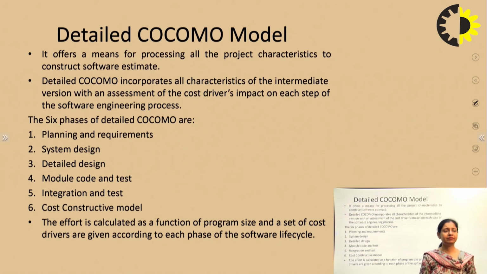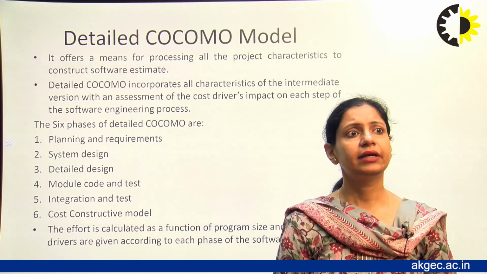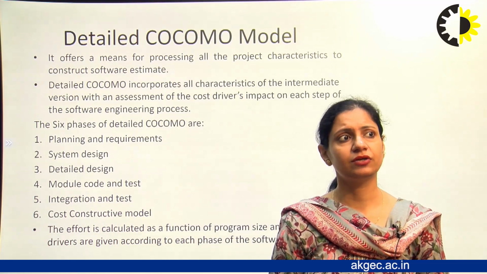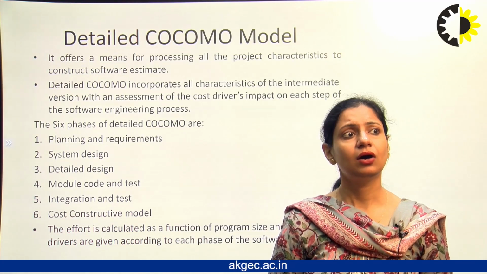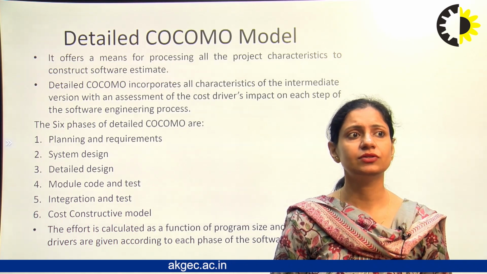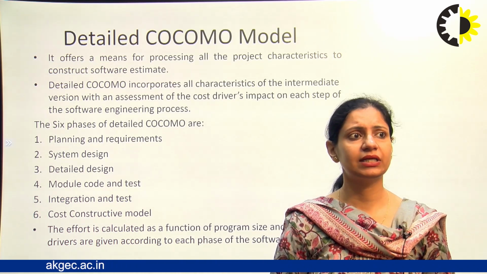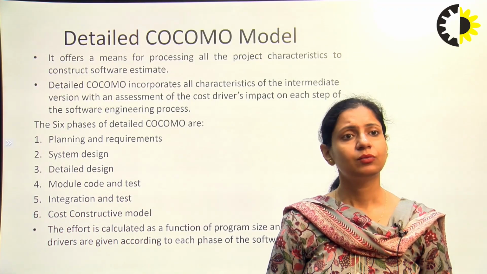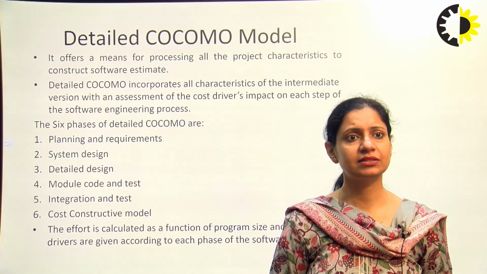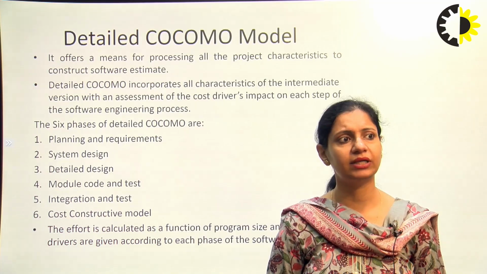The next, we have a detailed Cocomo model which is to construct the software estimate. It incorporates all the characteristics of the intermediate version with the assessment of the cost driver impact on each and every step of the software engineering process. So, it has 6 of the phases. The first one is the planning and the requirement, how the software needs to be developed. What would be the system design? Once the system design is done, then the architectural design is done in the detailed one.